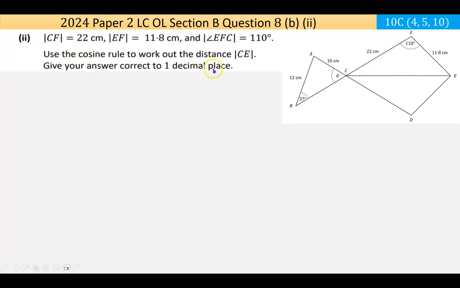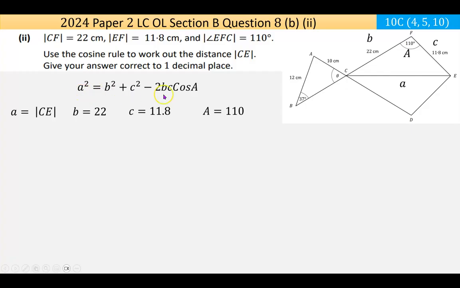So give your answer correct to one decimal place. So I'm going to write out the cosine rule. Now I'll worry about the labeling there in a second. So the cosine rule is this. It's in the maths tables. Make sure you copy it across well.